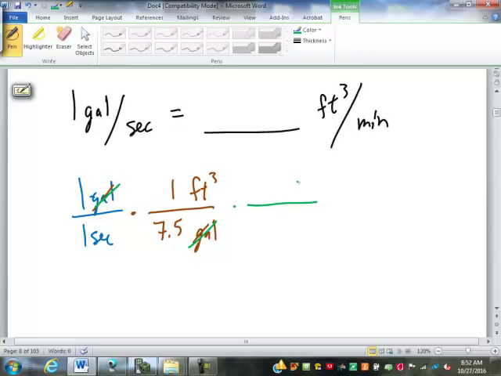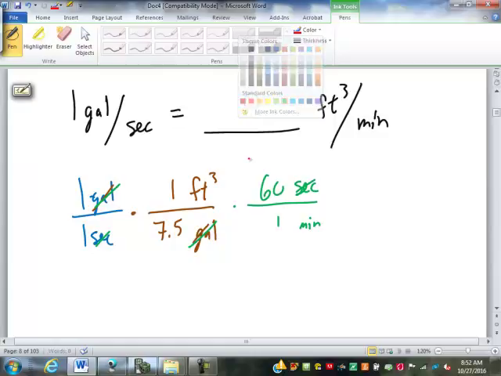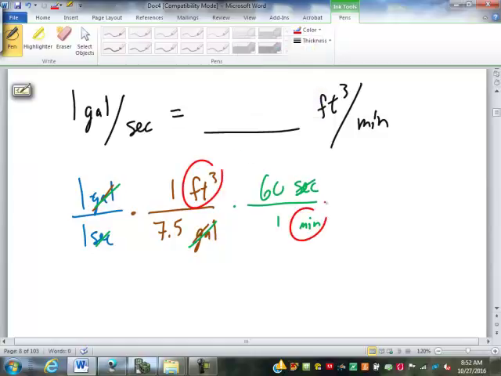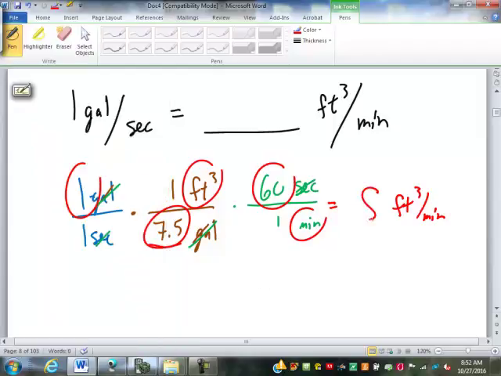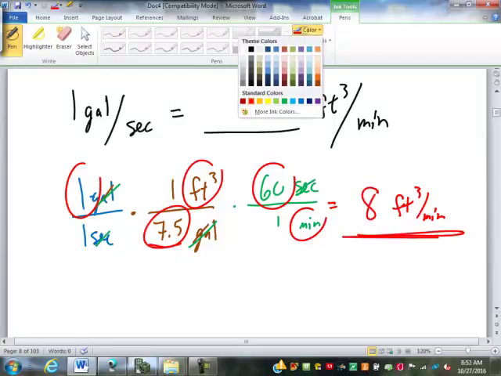Now what do we have to do? Seconds to minutes. The seconds were on bottom, so I had to put them on top to cancel. 1 minute is 60 seconds. So now all we have left is cubic feet over minutes. So it's cubic feet per minute. And so we've got 1 divided by 7.5 and times 60. Does give us 8 cubic feet per minute.